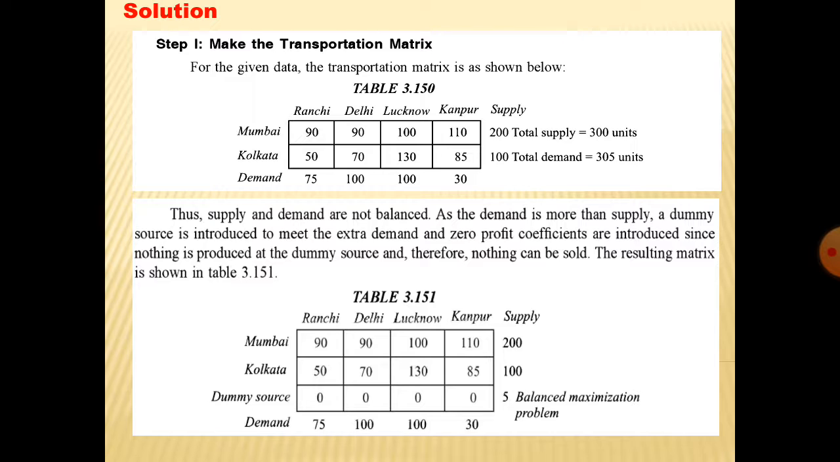Now write down the matrix for the demand. For the dummy source we have to write it down. You make the unbalanced problem into a balanced problem. After making it balanced, we get 200, 100, 5, that is 305, and 75, 100, 130. Now it is 305, 305. It is balanced. Now you have to solve the problem.